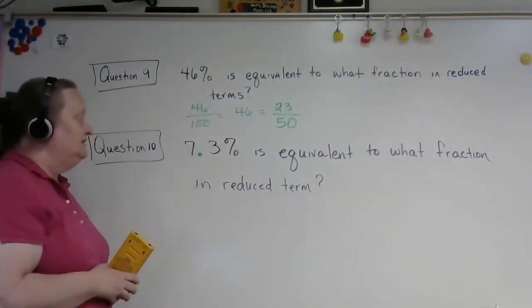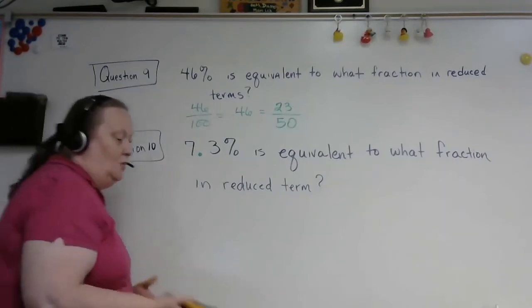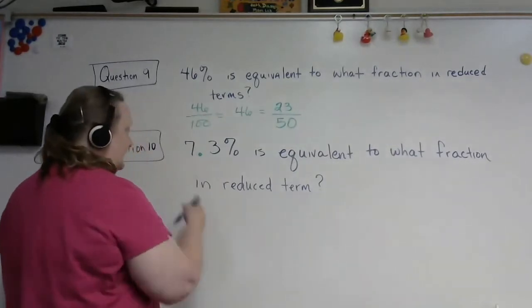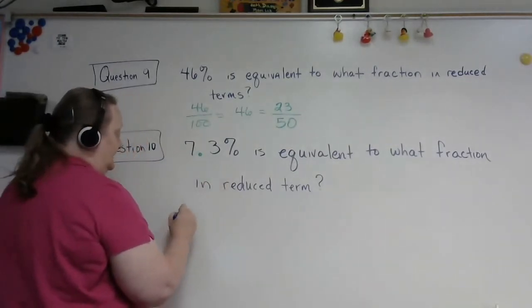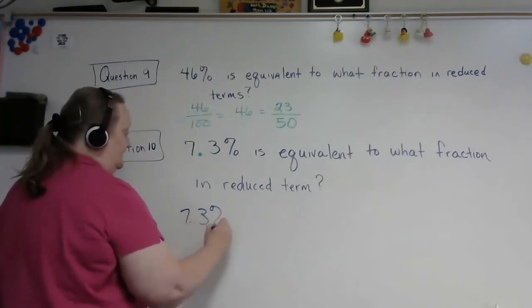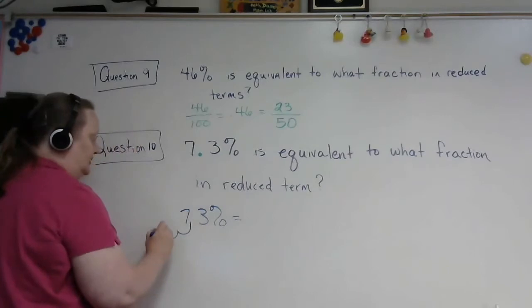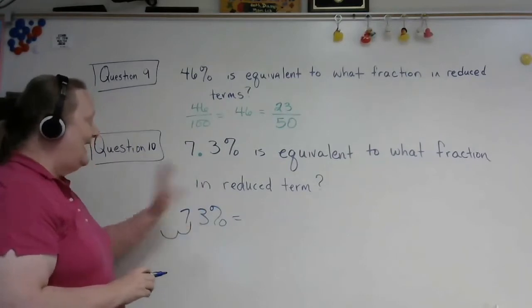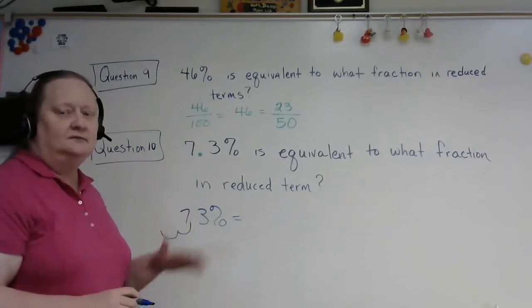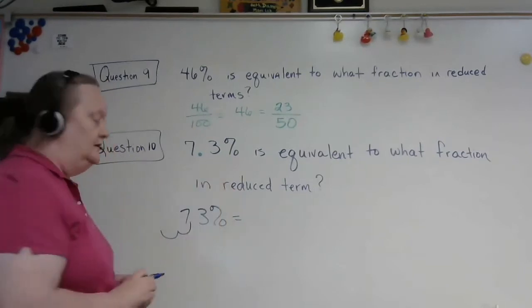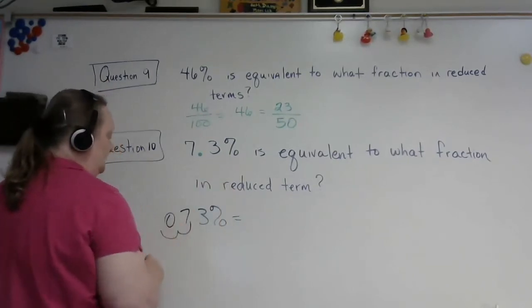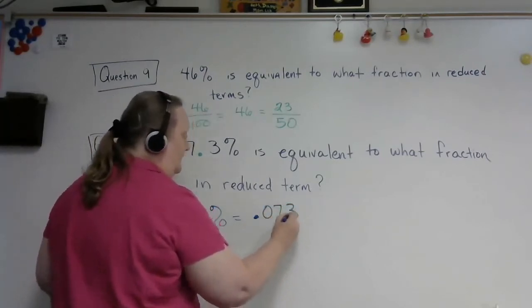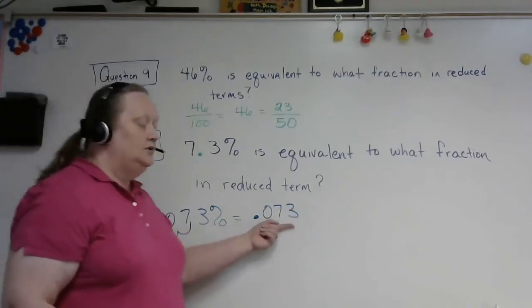Now, what do we do with the 7.3% equivalent to what fraction? Well, my recommendation is to do that the same way. If you're doing it without the calculator, what I would do is take 7.3%, move the decimal back 2 places, because I'd convert it to a decimal first. Why? Because it has a decimal in it. And once we have a decimal, we want to go to a decimal before we move to a fraction. So I'd go back 2 places, which means I need to add a 0, and that gives me 0.073.